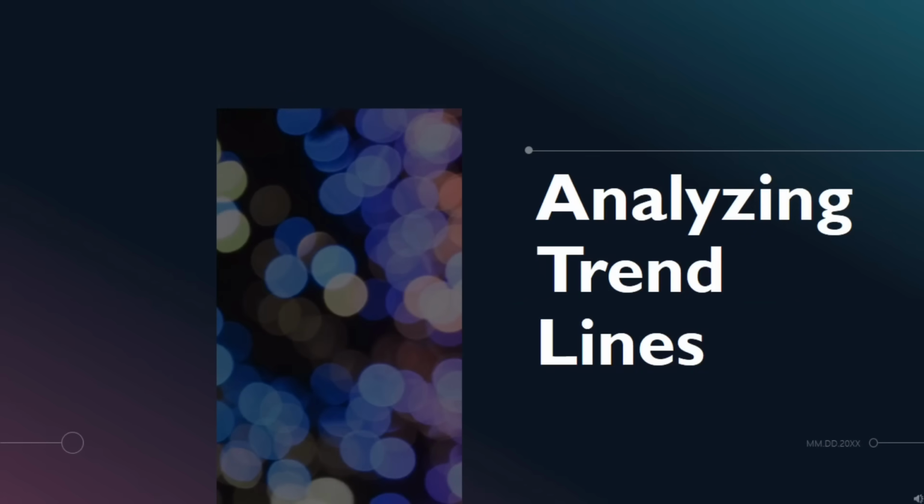Third, analyzing trend lines. Who's ready to ride the waves of the market trends? Trend lines are one of the keys to successful day trading, helping us understand the overall direction the market is moving in. A bullish trend line showcases an upward trajectory, while a bearish trend line depicts a downward movement.